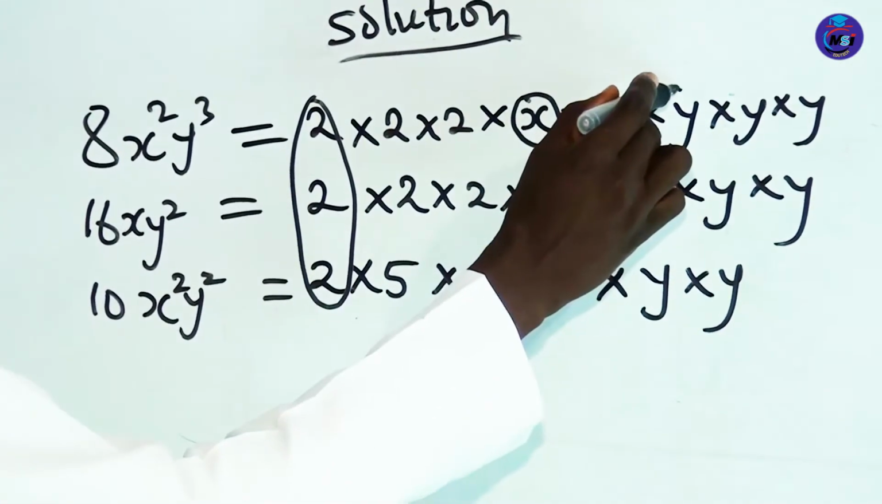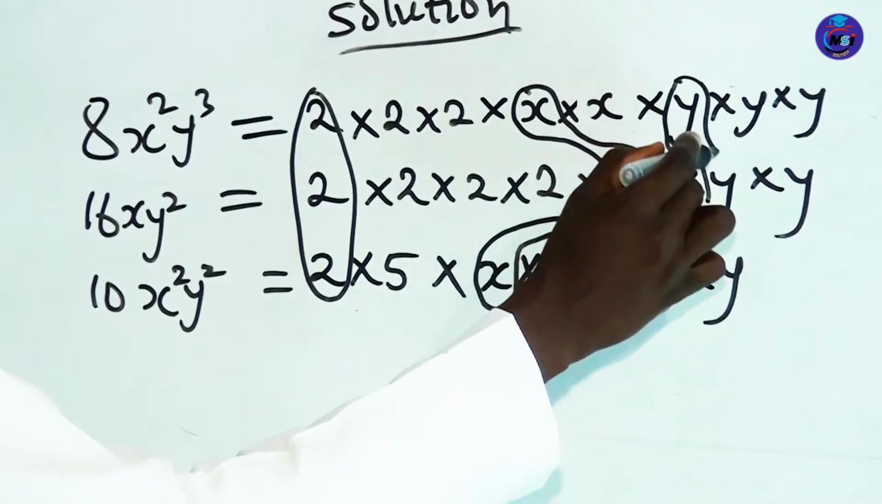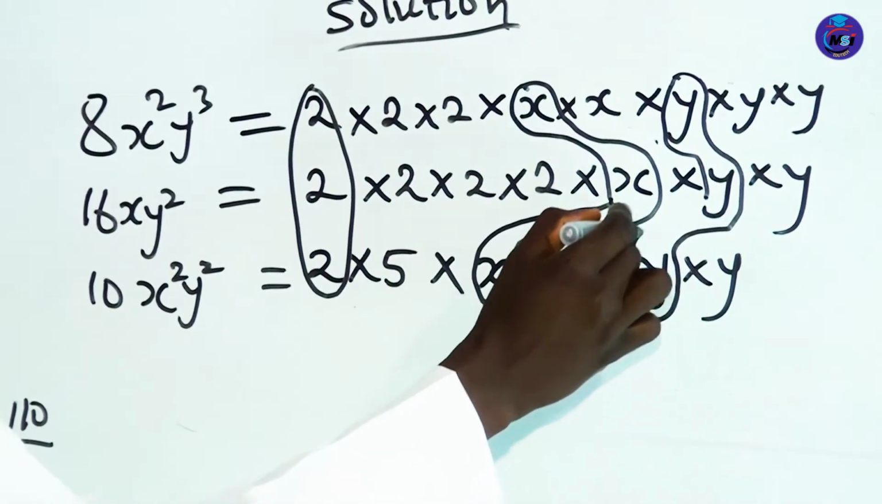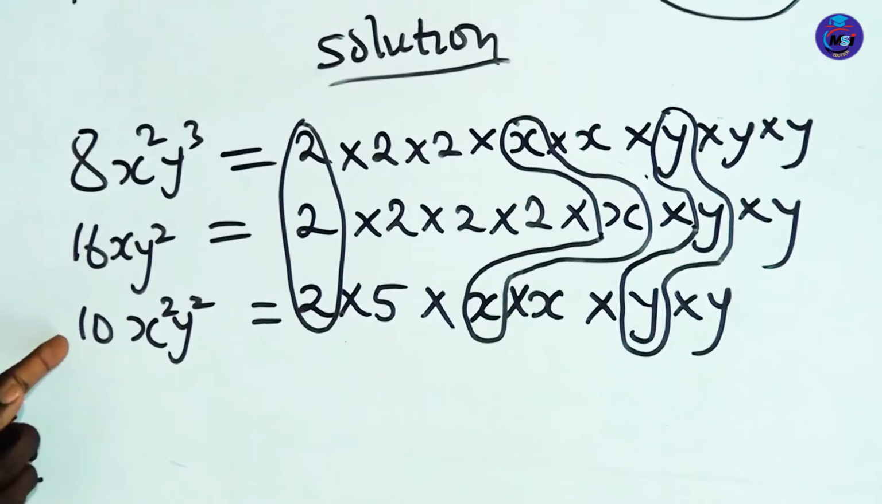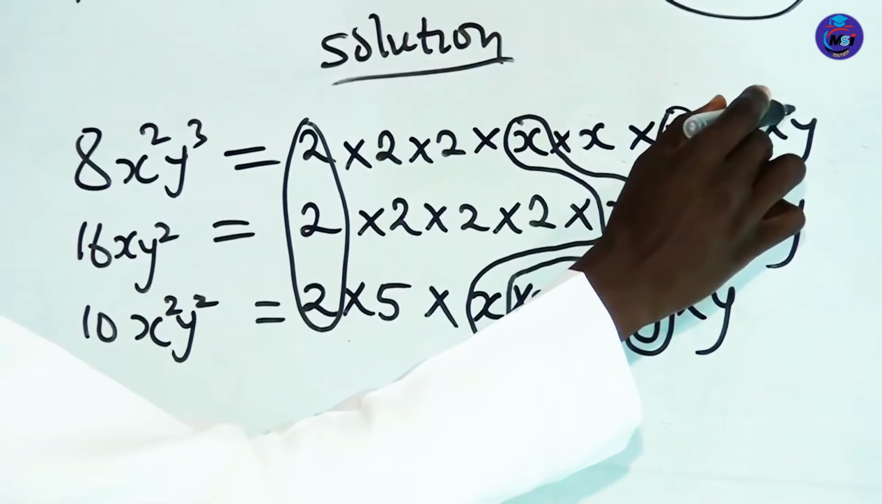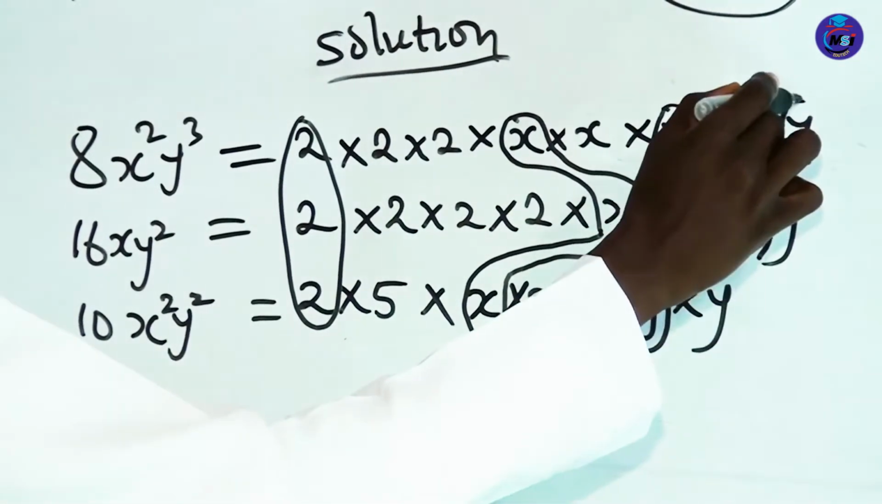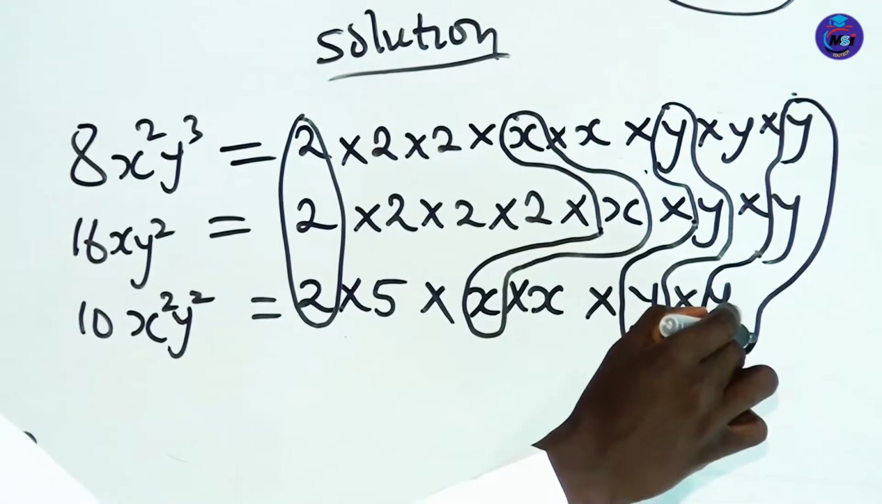But we have y. y is here. y is here. Another y is here. Okay. Do we have any other y common to this, this, and this? Yes. You can see the last one. y is here. Another y is here. And another y is here.